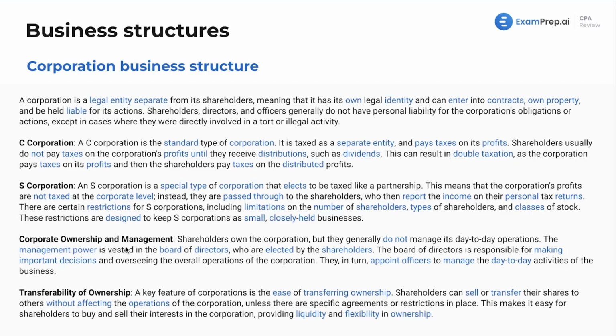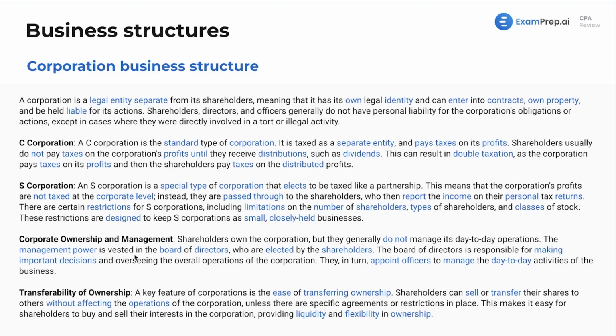Corporate ownership and management. Shareholders own the corporation, but they generally do not manage its day-to-day operations, which makes sense. Although it would be great if the CEO and CFO were large shareholders, because as a shareholder myself of a company, I'd want those making decisions to also be owners. I mean, that is what would be ideal. Now you see in the real world, a lot of people are career CEOs. They never really own the company themselves. They just hop from company to company, and that's what they do. But if I'm investing in a company, it's a very good sign if the CEO, CFO, those people making the decisions actually hold stock in the company, because it means they've got skin in the game as well. That's just a little side note there.